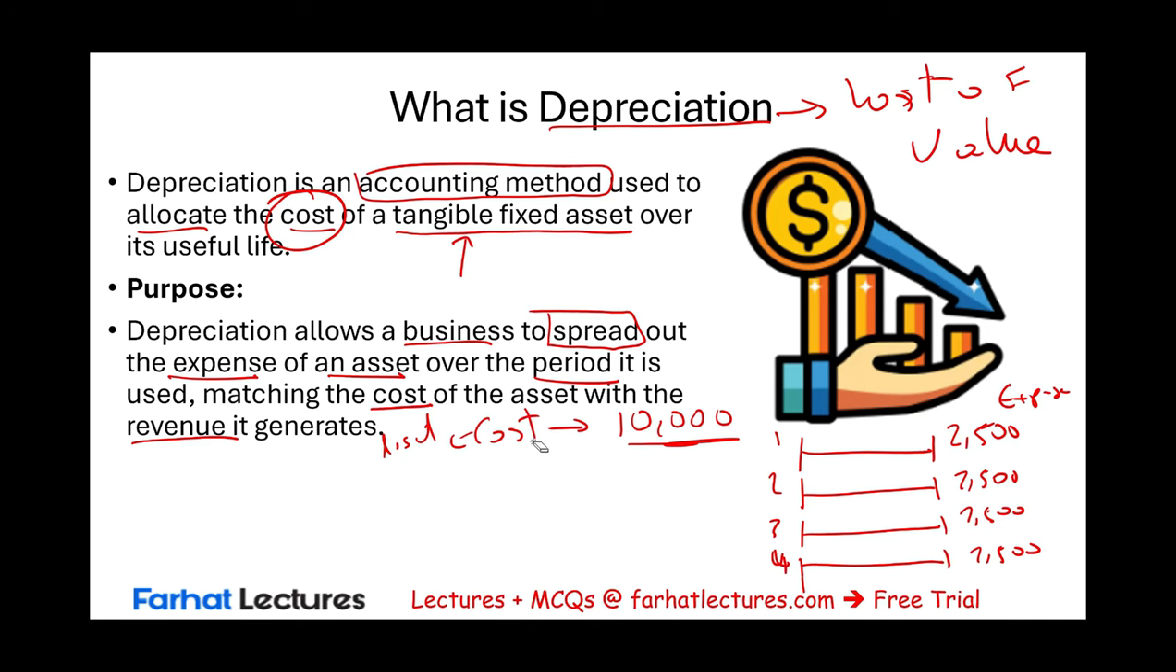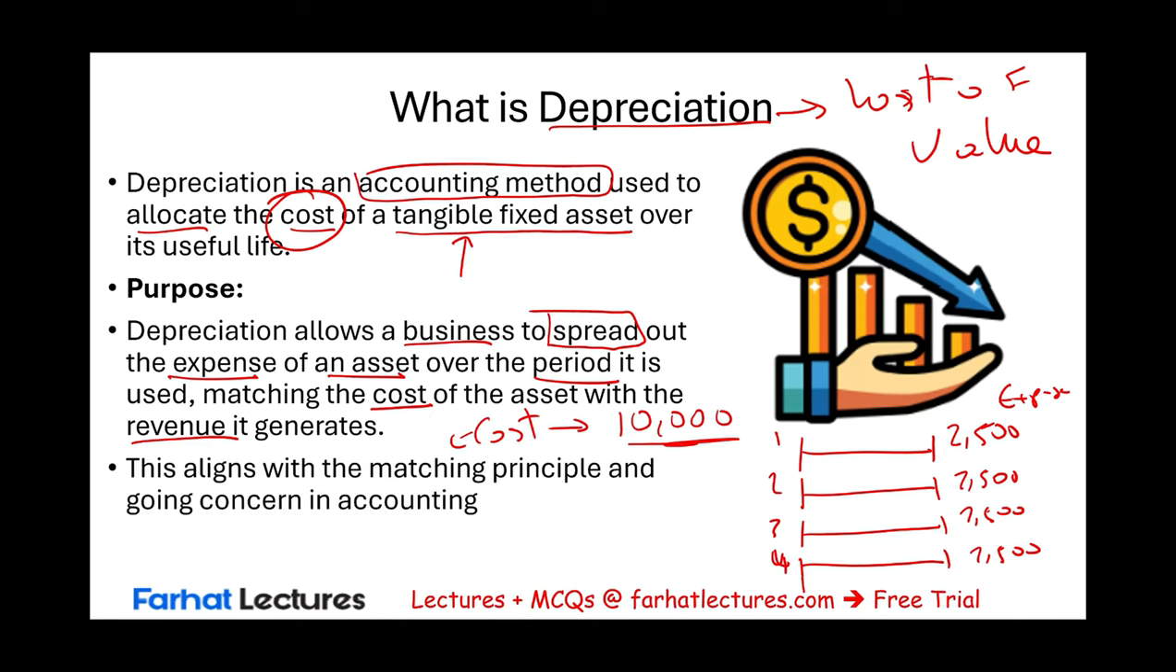This is a great accounting concept, because what we need to do is comply with the matching principle. Matching principle means match expenses with your revenues. That's one. Two, the going concern assumption in accounting. Because for this asset, we are assuming we're going to be in business at least 4 years, and that's why we depreciate the asset and do not expense it immediately when we buy it. Therefore, we spread out the cost to comply with the matching principle and the going concern assumption.